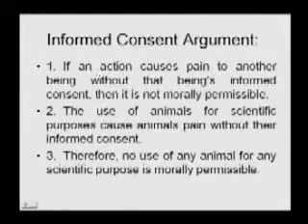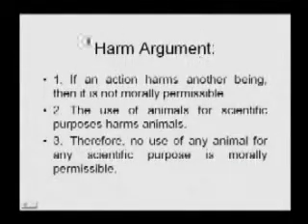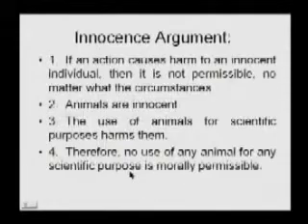We then proceed to an informed consent argument. If an action causes pain to another being without that being's informed consent, then it is not morally permissible. The use of animals for scientific purposes causes animals pain without their informed consent. Therefore, no use of any animal for any scientific purpose is morally permissible. The harm argument. If an action harms another being, then it is not morally permissible. The use of animals for scientific purposes harms animals. Therefore, no use of any animal for any scientific purpose is morally permissible.